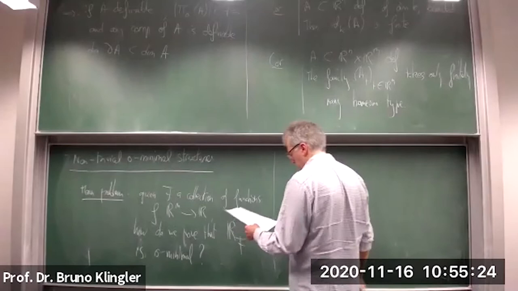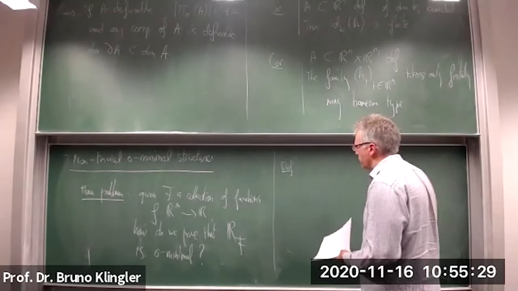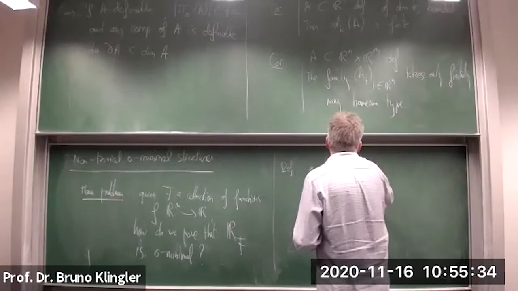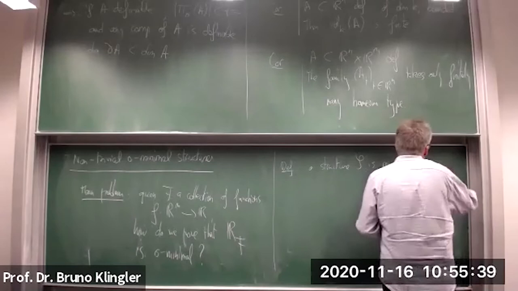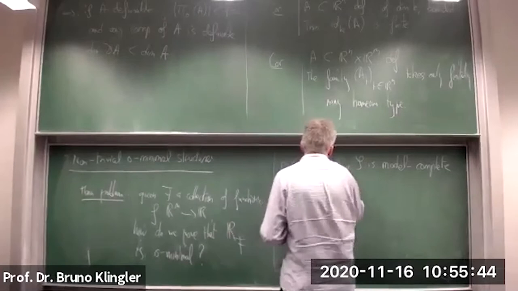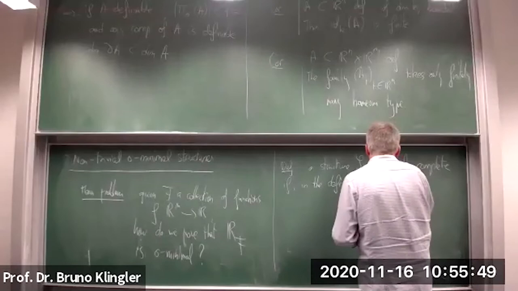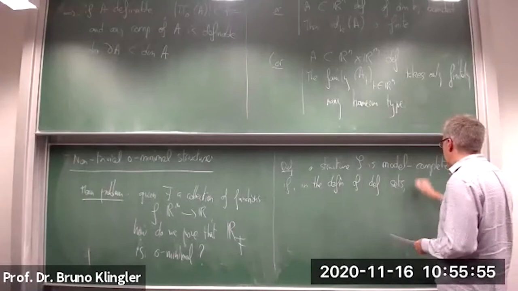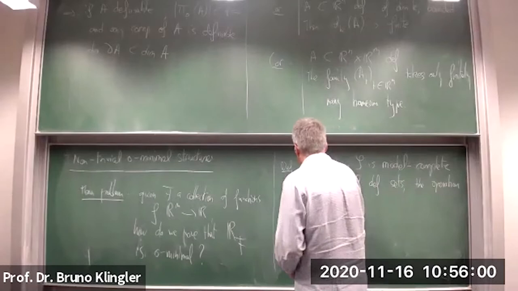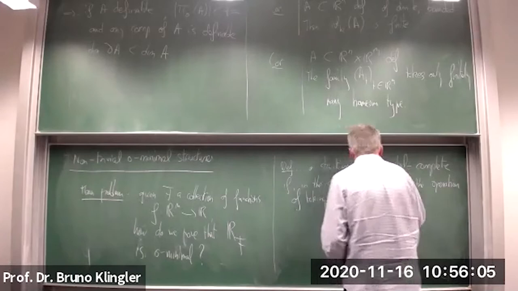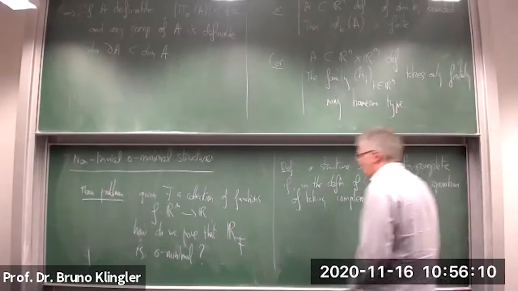So you will see, Boris introduced the notion of a model complete structure. So a structure S is model complete if, for the definable sets, you don't need the operation of taking complements. So this is the first definition, and second, the criterion that I will give will be only about testing a certain subset.